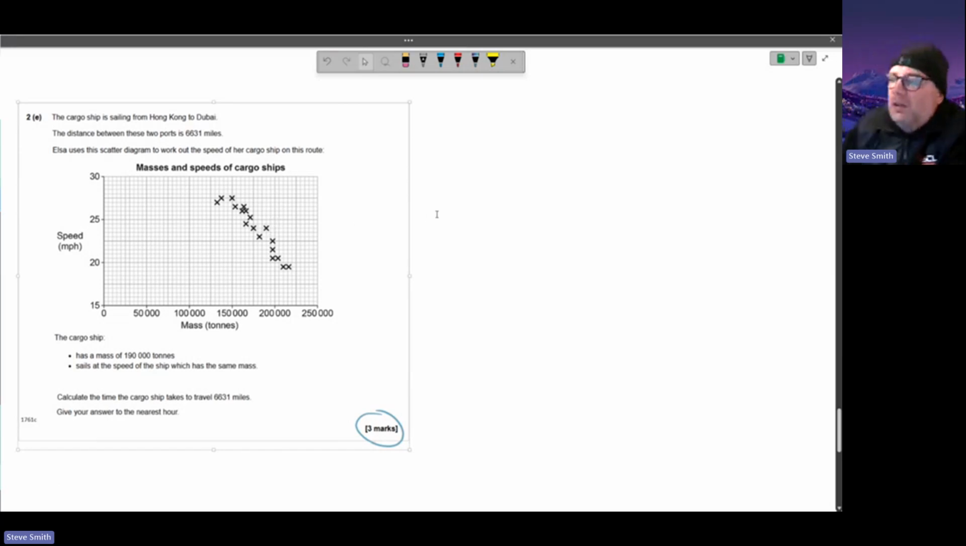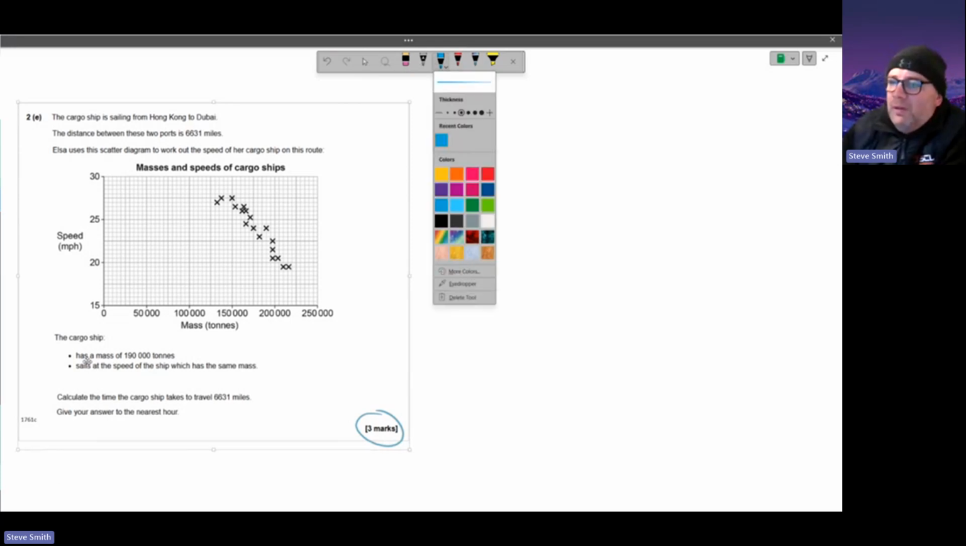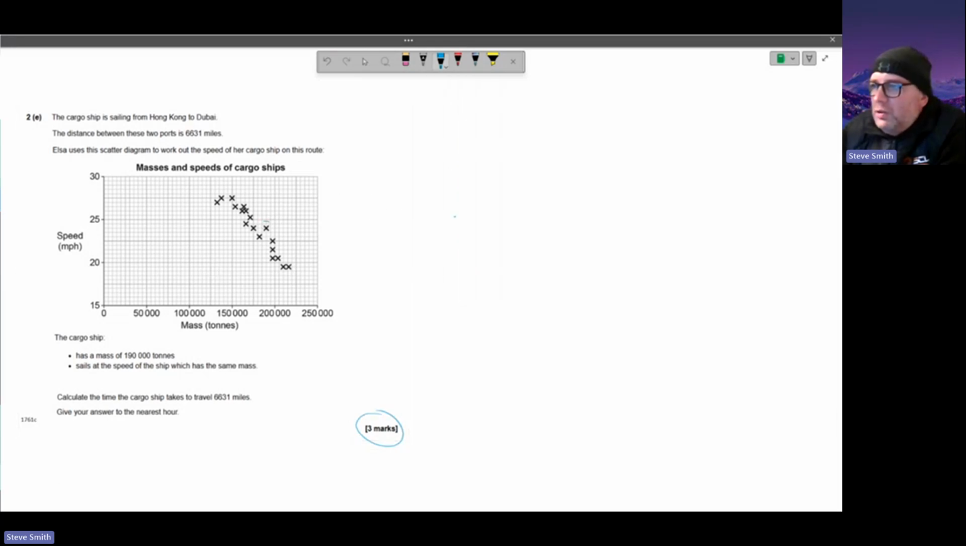This one here, look, there's one. Oh gosh, now my pen has gone. It sails at the speed of the ship which has the same mass, and there's only one ship. Why is it doing that? There's only one ship that has the same mass. These are all on 200. That is the one that's here on 190. So we're sailing at that speed.